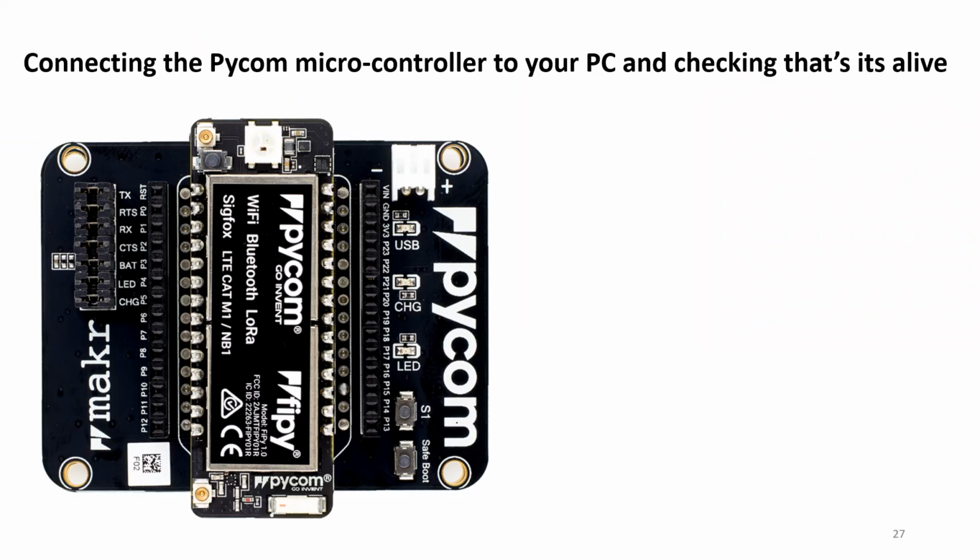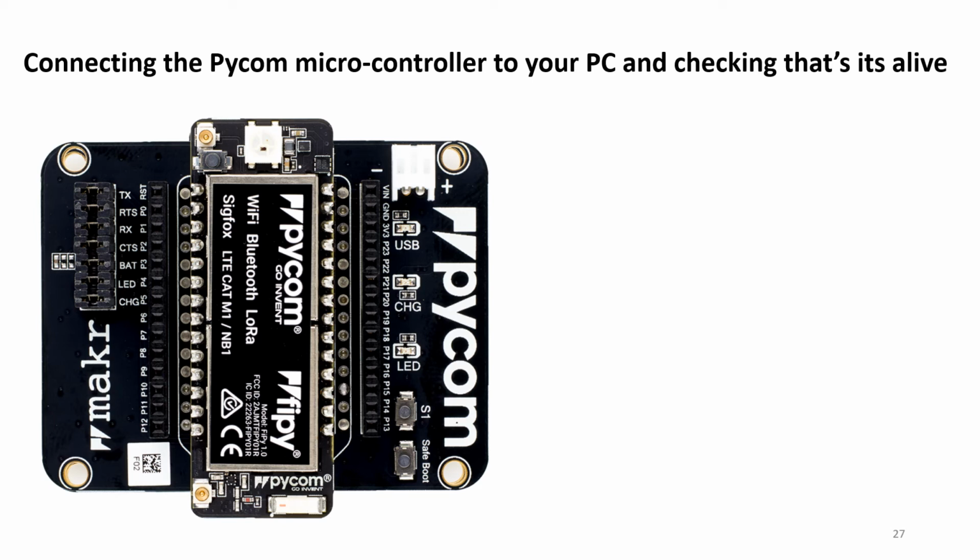Now that we've installed Visual Studio Code onto our PC and we've installed the PyMakr plugin into Visual Studio Code, we'll go ahead and connect the microcontroller to our PC. And to do this, we need a cable, that is a USB-A to micro USB cable. So go ahead and connect the microcontroller to your PC.